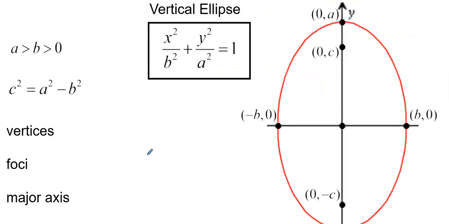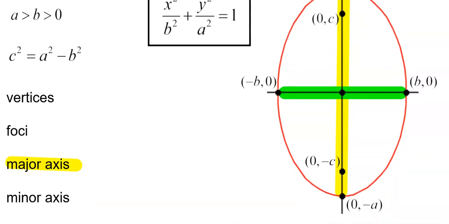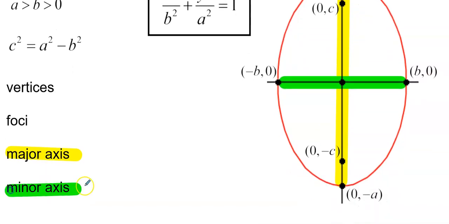Vertical ellipses. So these are the formulas for a vertical ellipse. Let's start with the major axis. Let me use a different color just to keep it consistent. Okay, so the major axis goes from vertex to vertex. It's the major one. Minor axis, right there.